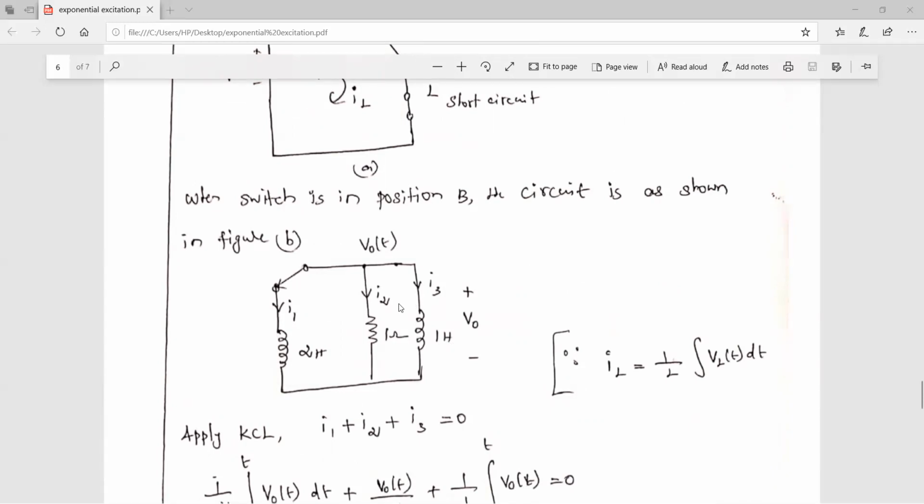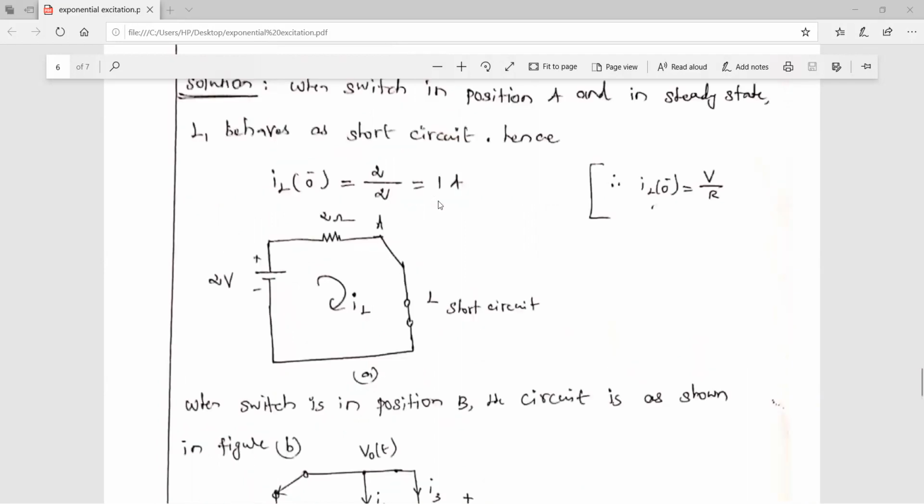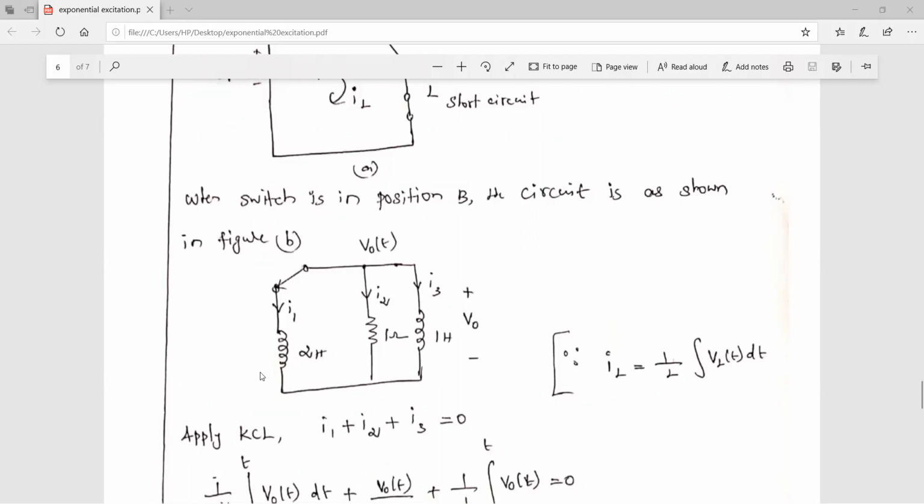So how will we get the voltage across this inductor? It is due to the previous current flowing in the inductor. Previously, at t equal to 0, a steady state current of 1 amp was flowing in inductor L1. Because of this current, there may be some current flowing in the resistor and inductor. Because of that current, what is the voltage across inductor L2? We have to find out.